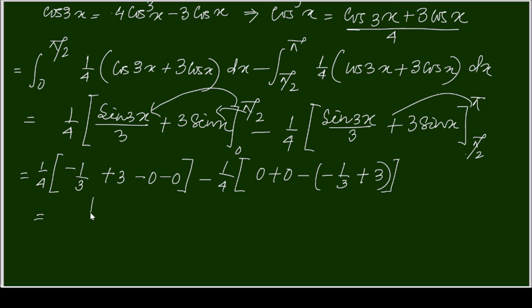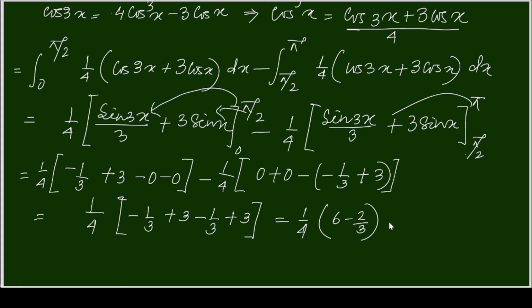So taking 1 by 4 common, we'll get minus 1 by 3 plus 3 and minus 1 by 3 plus 3. So 1 by 4 into (6 minus 2 by 3). So 1 by 4 into 16 by 3, that will be 4 by 3. So positive 4 by 3 is the answer.